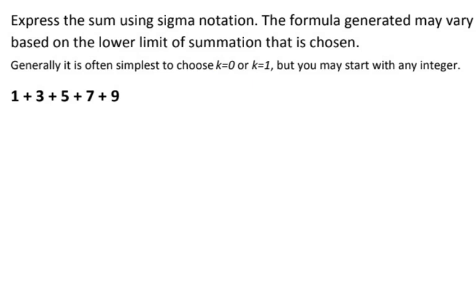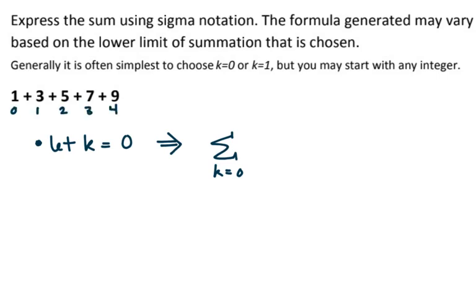So if I were to do this summation, and I'll say let's let k equal 0, then the formula, my sigma notation, might say, well, k equals 0. This is my 0th term, my first term, second, third, 4. So if I let k equal 0, that means we're going from 0 to 4. And then we need to come up with a formula that would give me those values.